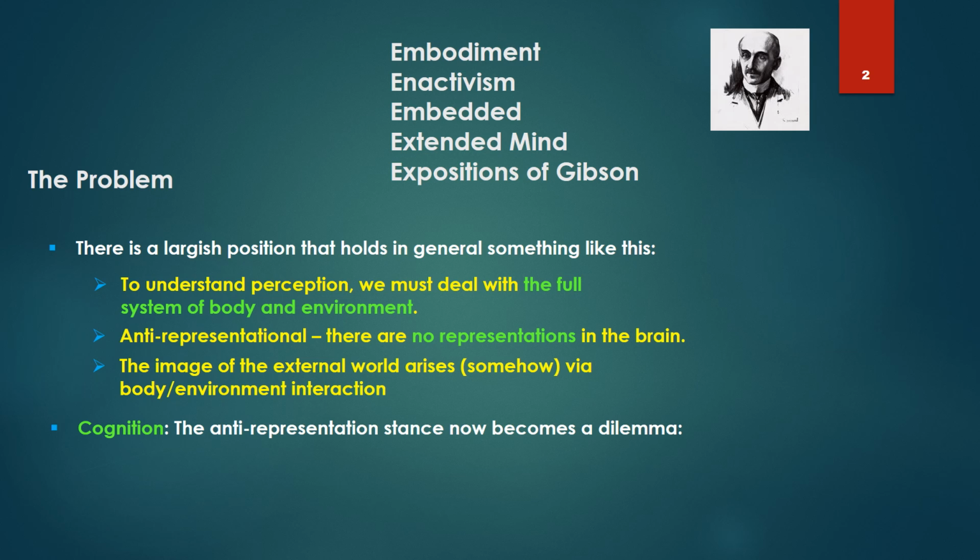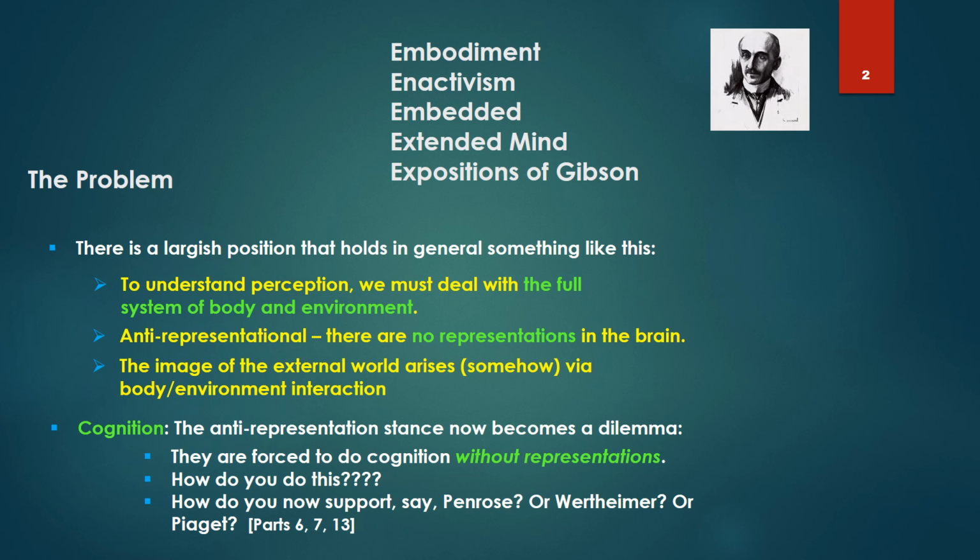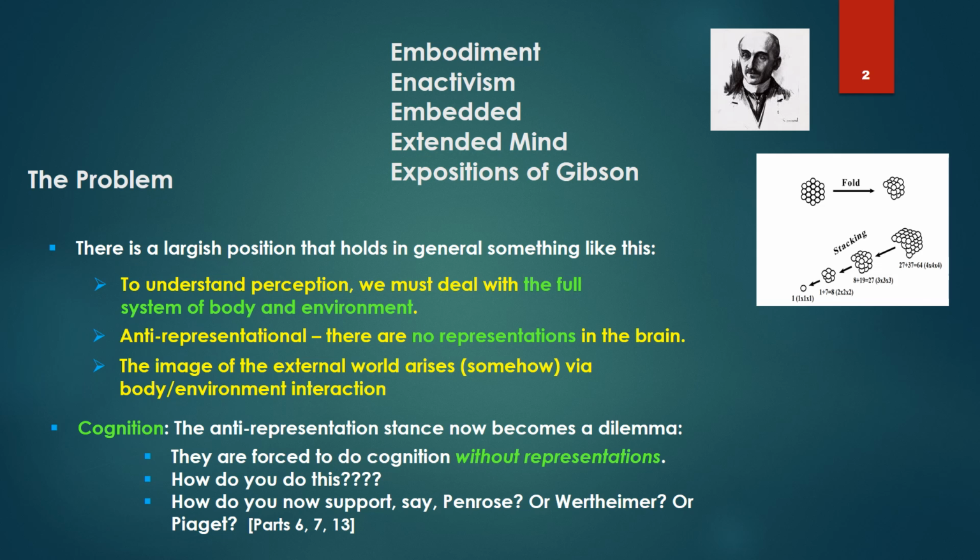Cognition now becomes, in this anti-representational stance, somewhat of a dilemma. For this entire position is forced to do cognition without representations. And the question is, how do you do this? For how do you now support, say, a Penrose-like operation as we've reviewed, where he does a proof visualizing stacking of three-sided cubes into ever greater, larger full cubes?